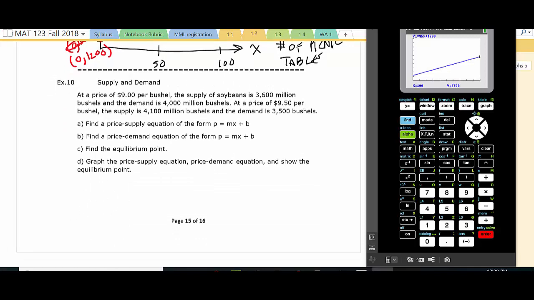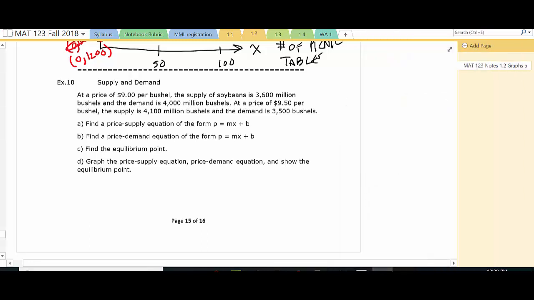Okay, so this one right here, let me read this. Again, you're putting points together, trying to put together the linear functions. What it says is at a price of $9 per bushel, the supply is 36 million bushels. That's a piece of information. It's making me think of a point. Then it also says the demand is 4,000 million bushels. And then there's another piece of information. At this price, 950, you have a supply of 4,100 million, and a demand of that. So for each price, you have a supply and a demand.